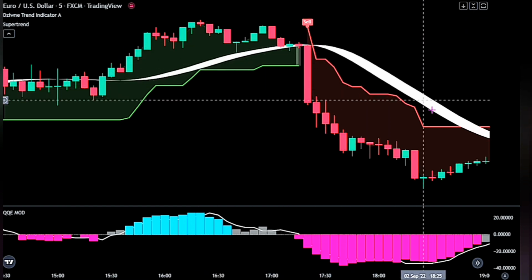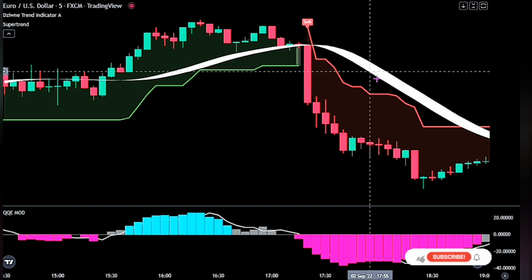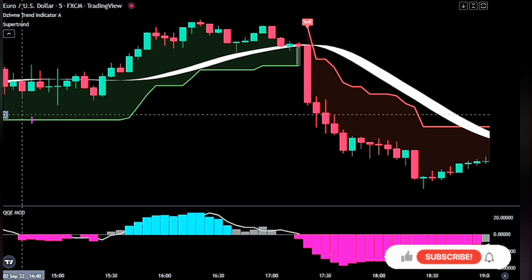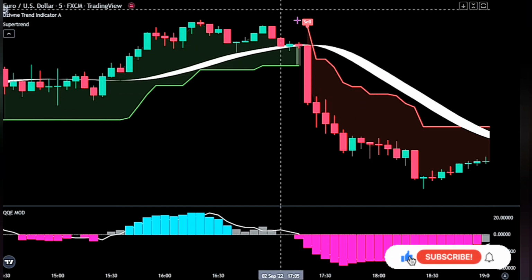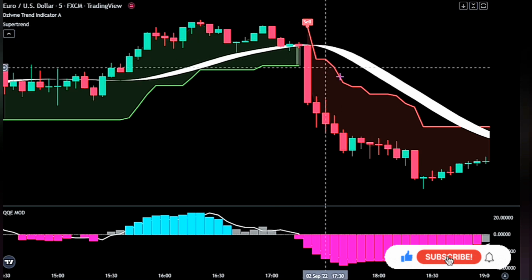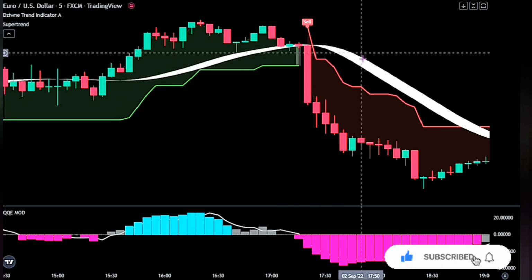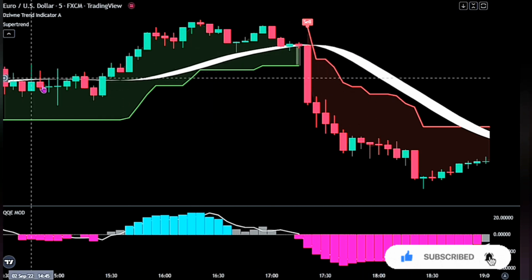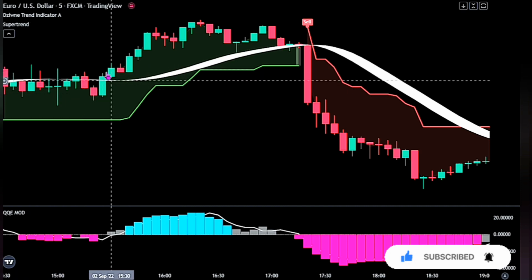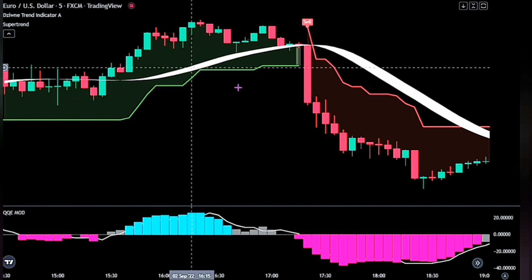It will help us identify the general trend in the market, as when we see a green moving average, we know that we are in a bullish trend, whereas if we get a red moving average, then we are in a bearish trend. And for this Dzewne trend indicator, it will filter the signals from our Supertrend, as to know when the right opportunity presents itself for trade entries.